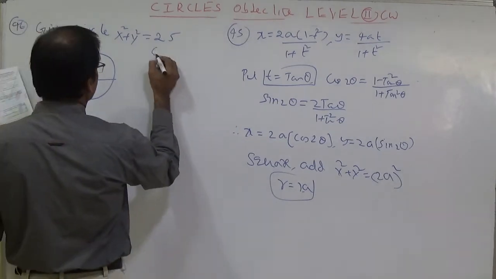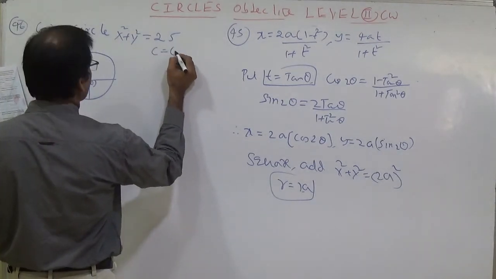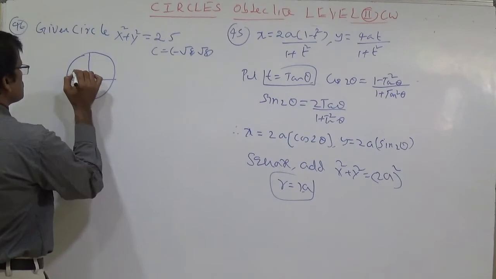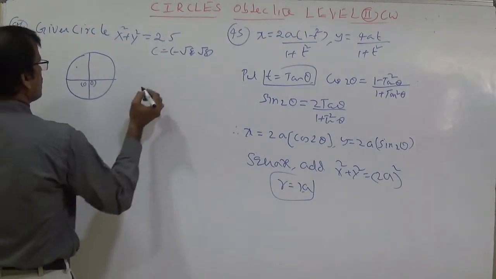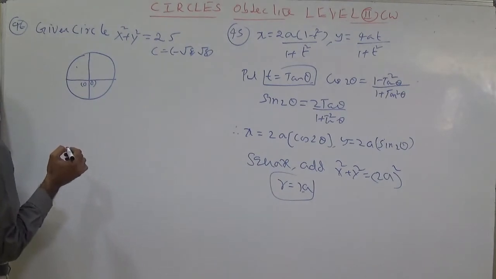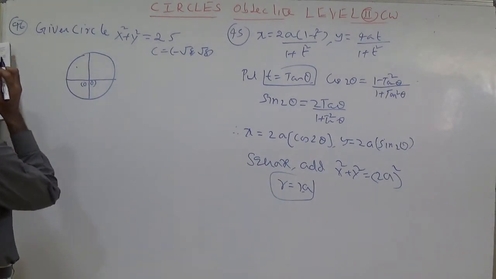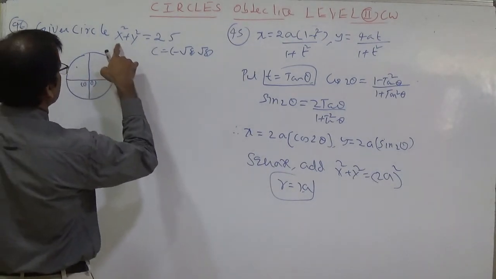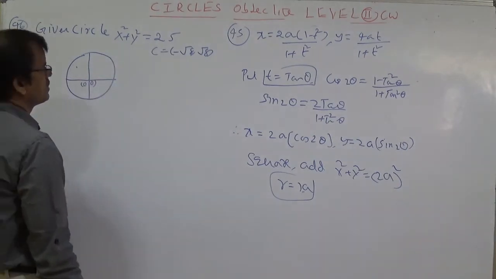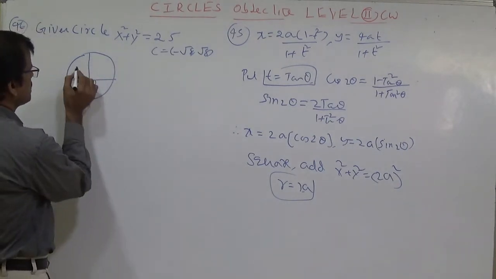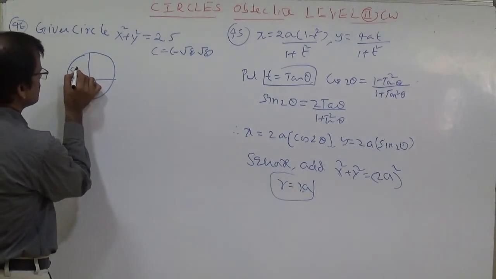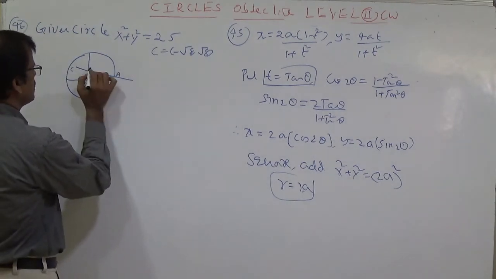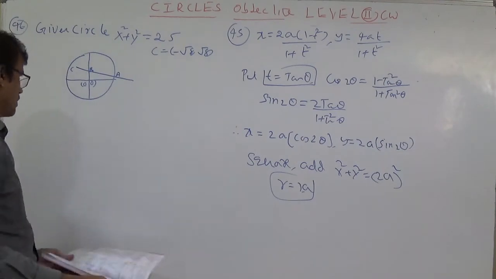The line is passing through C(minus root 8, root 8). Students, this is the position, in the second quadrant. Substitute minus root 8, root 8 in the circle: 8 plus 8 is 16, minus 25 gives minus 9. So it is inside the circle. This is point C. Draw a line which makes angle 135 degrees with the positive direction of the x axis. Put A here and B here.